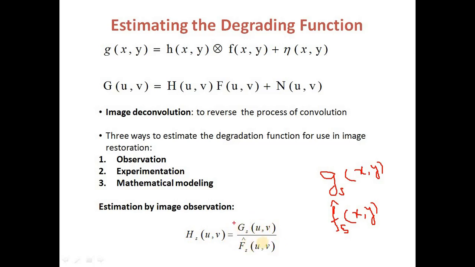So we have assumed here there is no role, or least role, of noise in getting the degraded image g subscript s of x comma y, and by that notion we can easily estimate the degradation function H subscript s of u comma v in this manner. And from this H subscript s of u comma v we can deduce the complete degradation function H of u comma v, with the assumption that H of u comma v has to be a position invariant function.